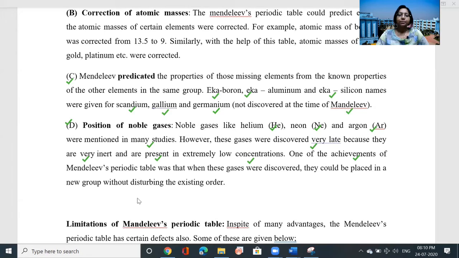One of the achievements of Mendeleev periodic table was that when these gases were discovered, they could be placed in a new group without disturbing the existing order. Okay, so it could be placed because their positions were already predicted. That is why it could be placed in the new group without disturbing the existing order.